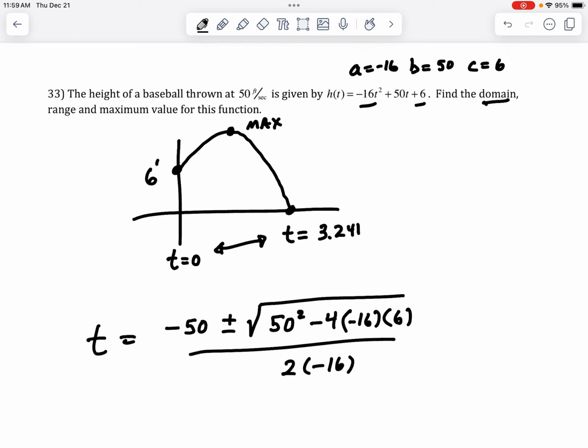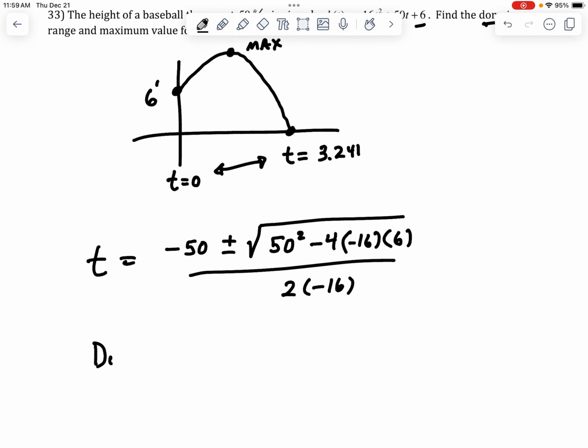So the domain, and I'm going to write it in interval notation. It goes from 0 seconds to 3.241 seconds. And then I actually put the square bracket because that is the moment that it hits the ground. So that actually does exist. All right, that's the domain.